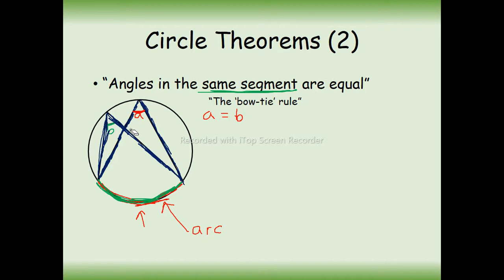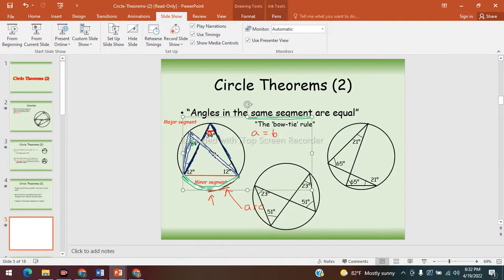When they say angles in the same segment are equal, the same segment in this scenario basically means that they share the same arc. The same arc subtends them. So A has an association with this arc, and B has an association with the same arc. The same arc subtends both of these angles, and so we say that they are in the same segment, and then they are equal.